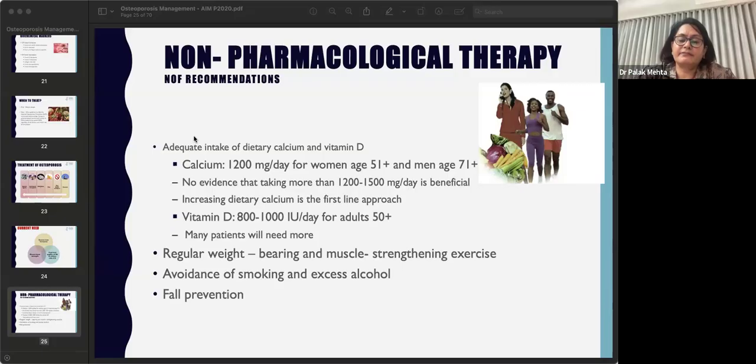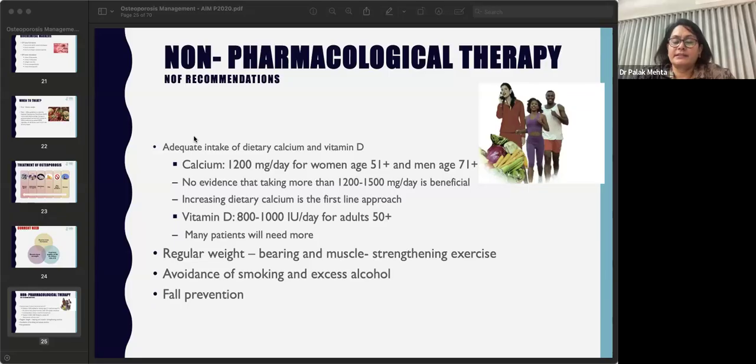Increasing dietary calcium is the first line of approach. Vitamin D, yes, we need to take 800 to 1000 international units per day for adults 50 plus years of age. Many patients may need more.